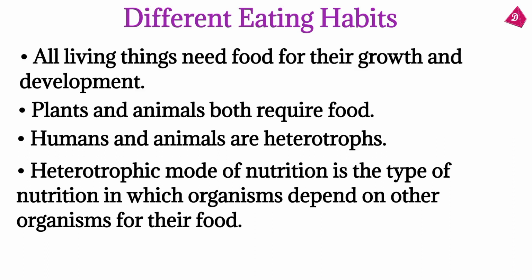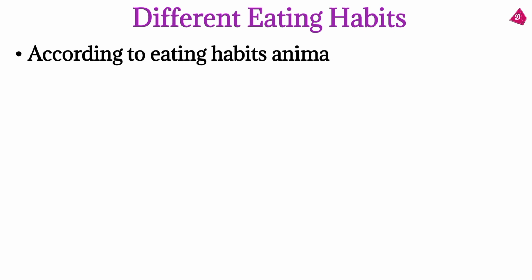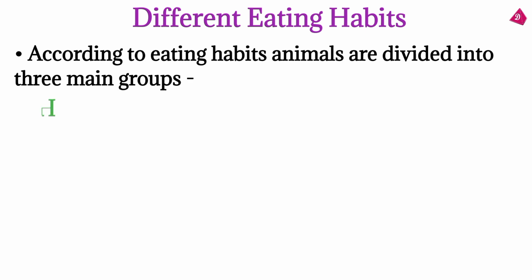So heterotrophs eat food by their mouth. Let's learn about different eating habits of organisms. According to eating habits, animals are divided into three main groups.